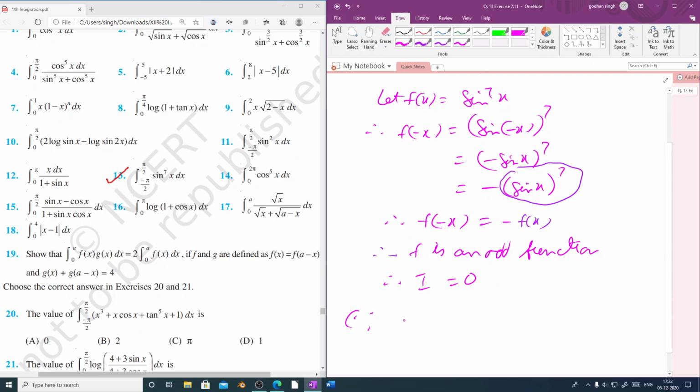Because if we are integrating f(x) dx from minus a to a, then the integral from minus a to a of f(x) dx is equal to 0 if f is an odd function, that is, if f of minus x equals minus f(x). This is what an odd function is. So here we are getting exactly the same thing, so the value of I will be 0, and this is property number 7, second part. You can check it out.